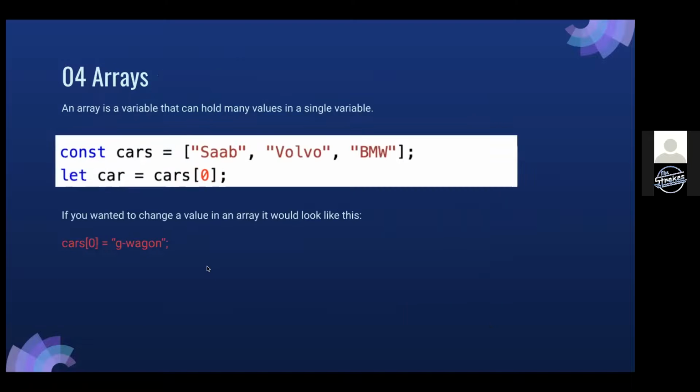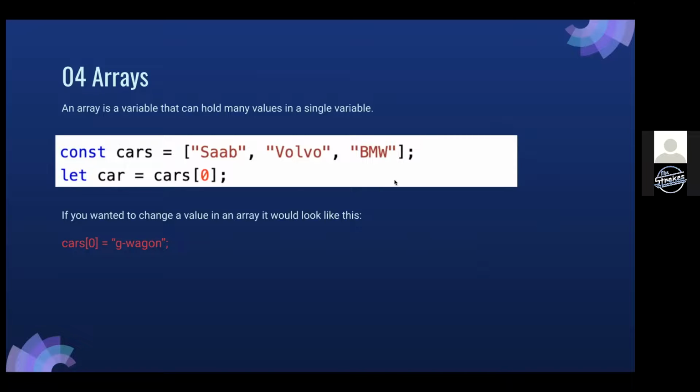Continuing on, we have arrays. So an array is a variable that can hold many values in a single variable. So let's say you have a cars variable that you don't want to change. It's a little confusing because you have the const keyword, which means you don't want it to change. But when you're talking about an array, that's how you create it. You have the keyword const, and then you have any values you want inside.